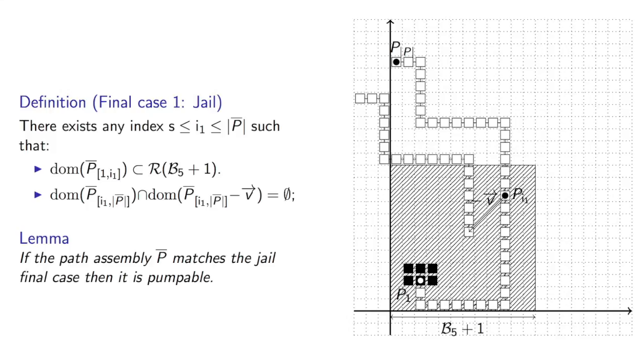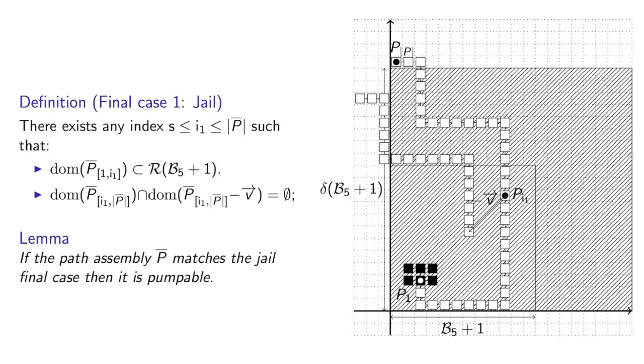Now, we show that if P matches the jail final case, then P is pumpable. Consider now the square of width delta of b5 plus 1. Remark that the last tile of P is not inside this square. This is due to the fact that the bound b6 is equal to the width of this square plus 1. Then the jail lemma can be applied and the path assembly P is pumpable.